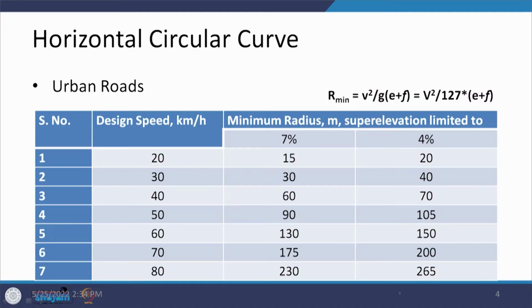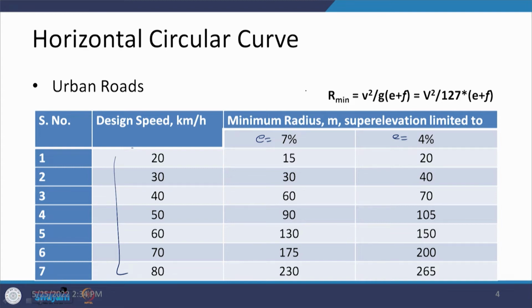So, let us start with the radius of this horizontal curve and see what are the various values which are going to be provided for different categories of roads. Now, if we talk about the urban roads, as you can see on this particular slide, there are different speeds being given which vary from 20 kilometers per hour to 80 kilometers per hour, and for the two values of super elevation, that is E, which is 7% and 4%, the minimum radius has been calculated.